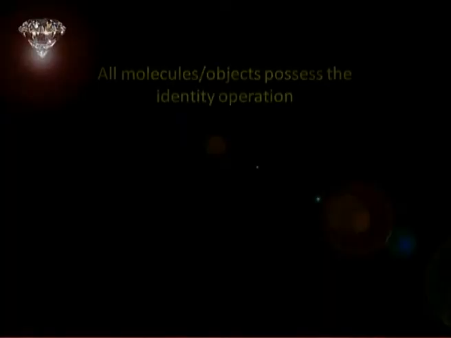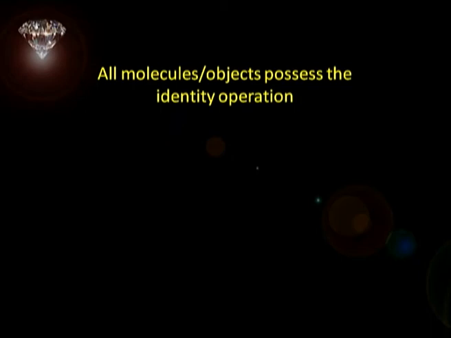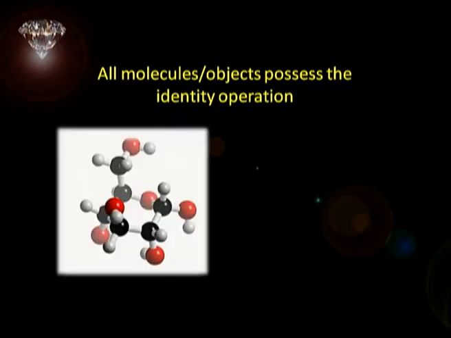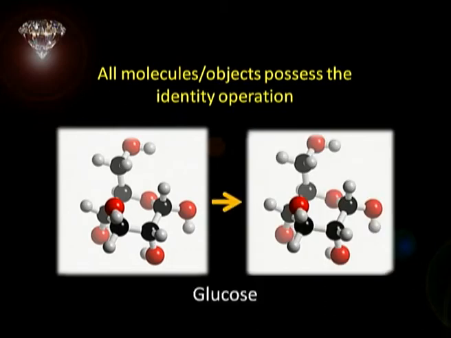Once I have done this operation, what is the symmetry element in this? Because I showed you that in the case of ammonia, I had an axis on which I performed the operation. So, in this case, what is the element here? The element in this case is the molecule itself. Typically, all molecules or objects possess the identity operation, as I mentioned earlier. Let me take the molecule of glucose. If I have this molecule of glucose, I do not do anything to it, it remains the same. So, I say this is an identity operation. All molecules, no matter what molecule it is, will have this operation.